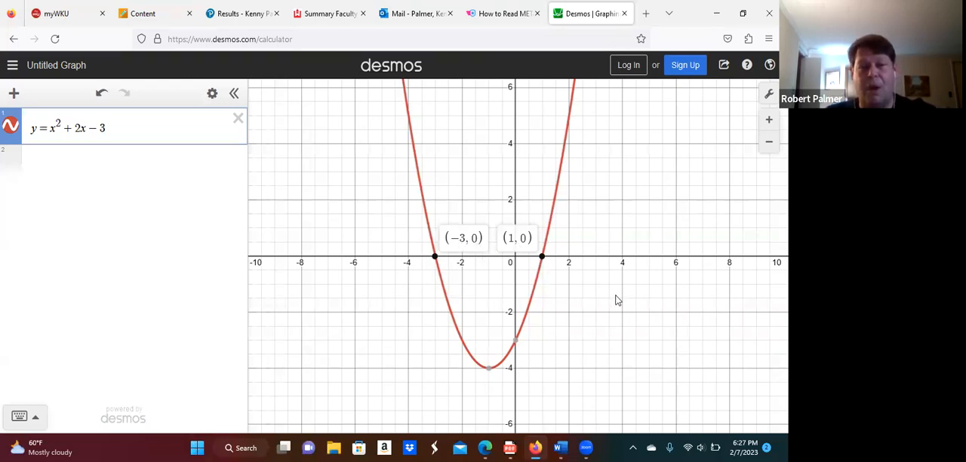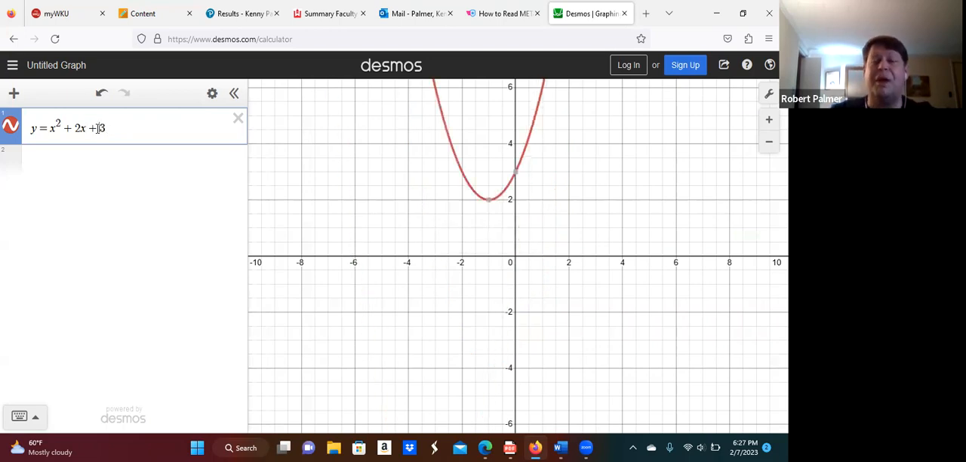All right, now let's change something in this. Let's make this -3 a +3. Notice what that does. If you had this function, you no longer have any real zeros. This doesn't cross the x-axis. In that case, you'd have 2 imaginary zeros.